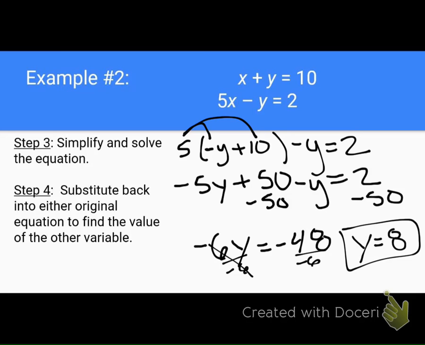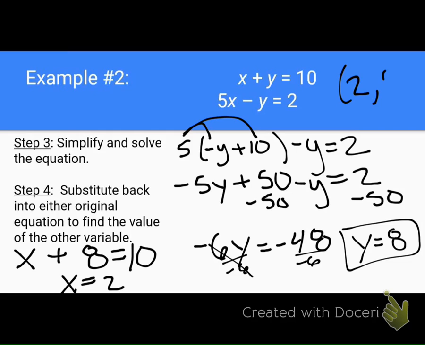So if I substitute this into the first equation for y, I have x plus 8 equals 10. Subtracting 8, I get x equals 2. So that means my solution to this system, the ordered pair, would be (2, 8).